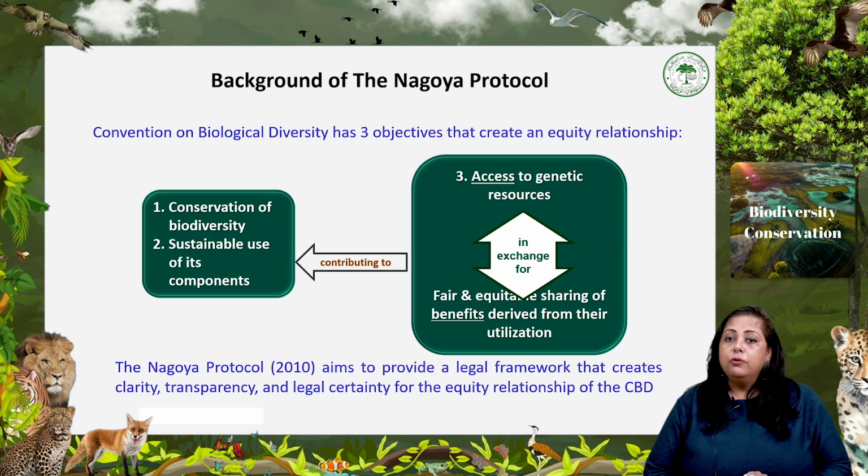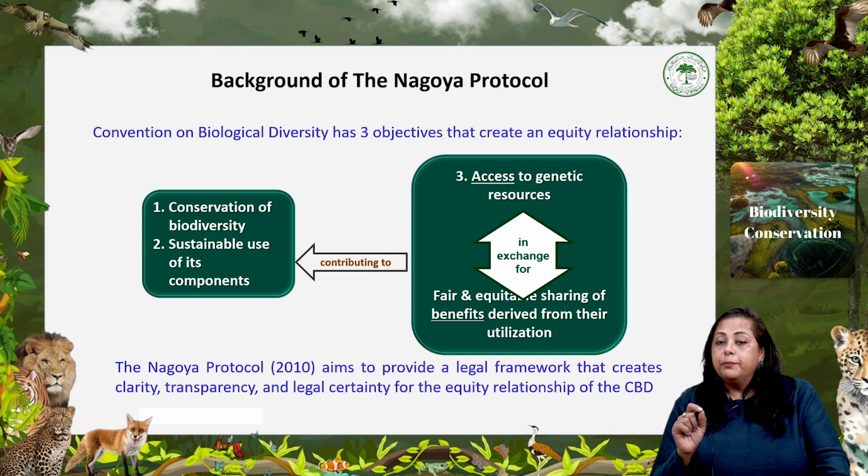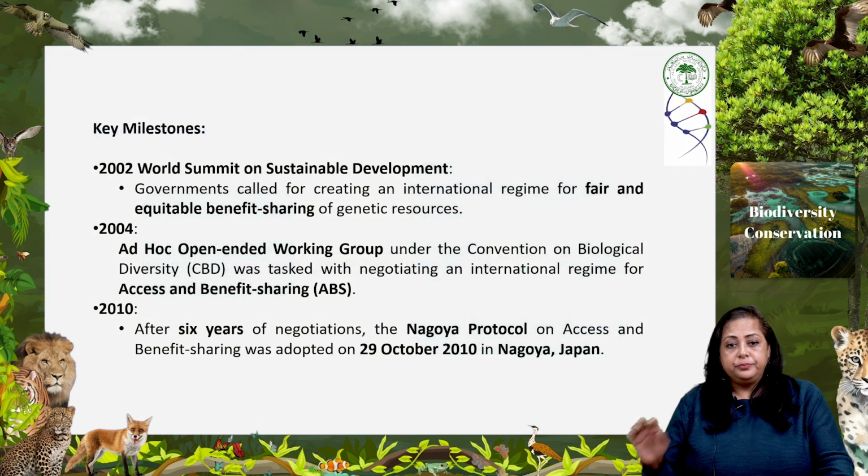The Nagoya Protocol, which took place in Nagoya, Japan in 2010, aims to provide a legal framework that creates clarity, transparency and legal certainty for the access relationship under the CBD. So, there were three objectives of the CBD in 1992, and the main one was access to genetic resources, and in return fair and equitable sharing of the benefits deriving from their utilization.